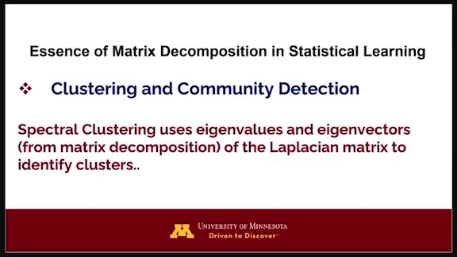Maybe in times of rape or assault, some states may be in the same group. That's what we call clustering. Spectral clustering actually uses eigenvalues and eigenvectors, from matrix decomposition of the Laplacian matrix, to identify clusters. So we have a way to identify clusters, or to identify crime hotspots.